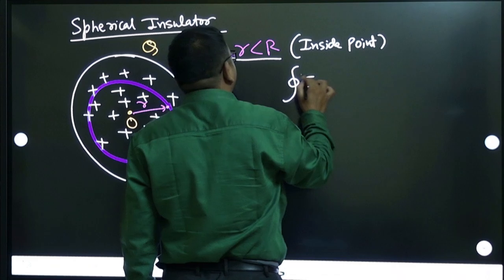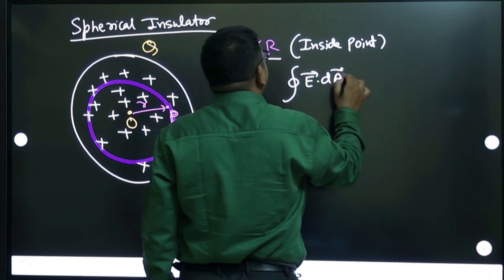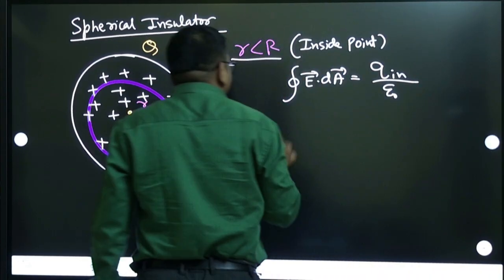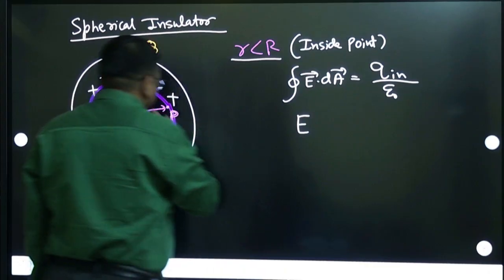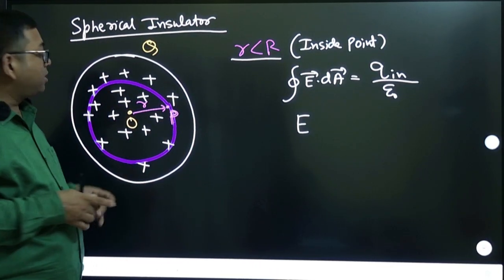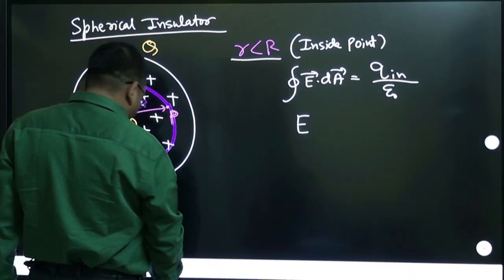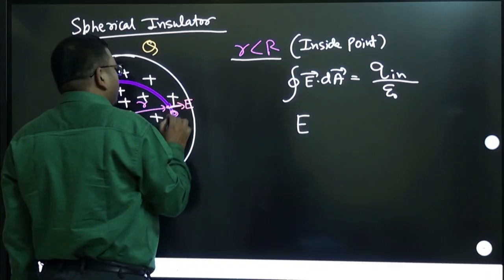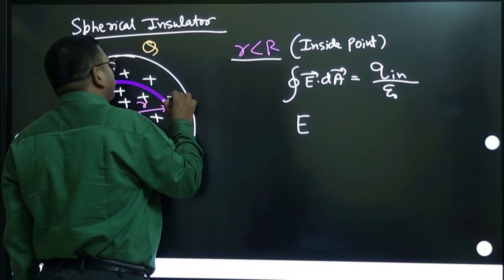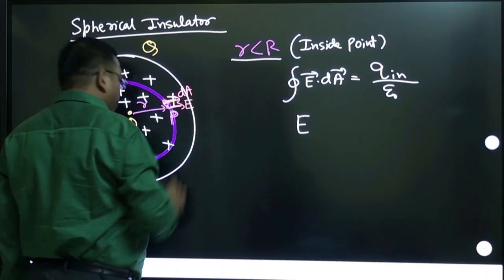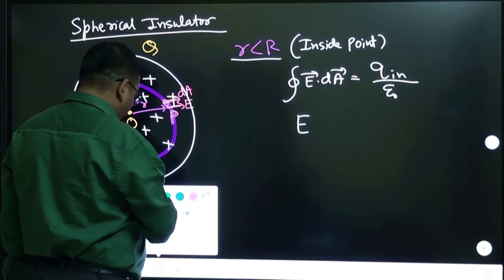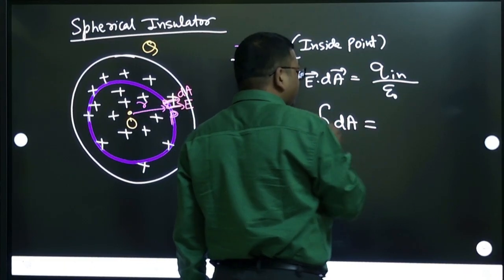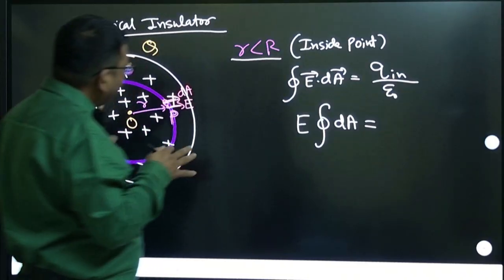Integration of E dot dA is equal to the charge inside by epsilon naught. E is constant everywhere because it's symmetric, and the directions are radial. So everywhere, the field direction is like this, and the small area vector direction is also in the same direction. So in E dot dA, E comes out, and you have to take the integration of dA. This is always going to be the same, particularly for a sphere.